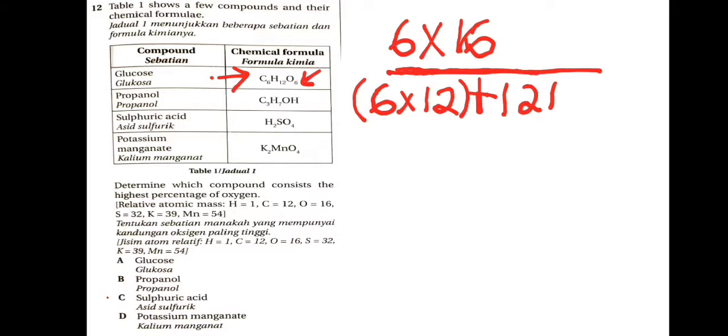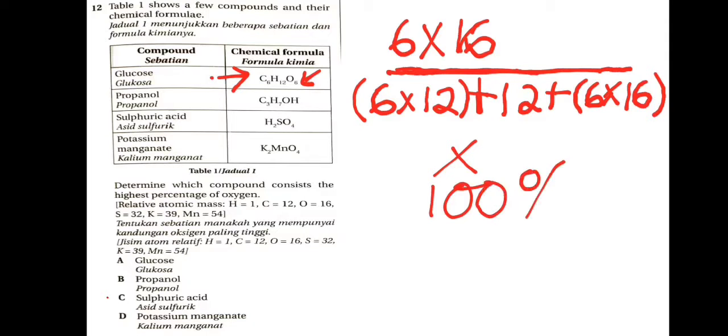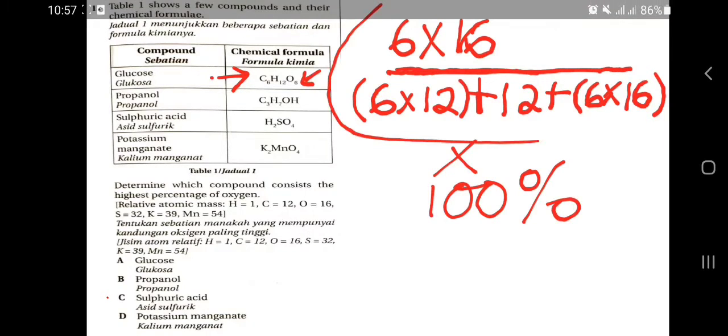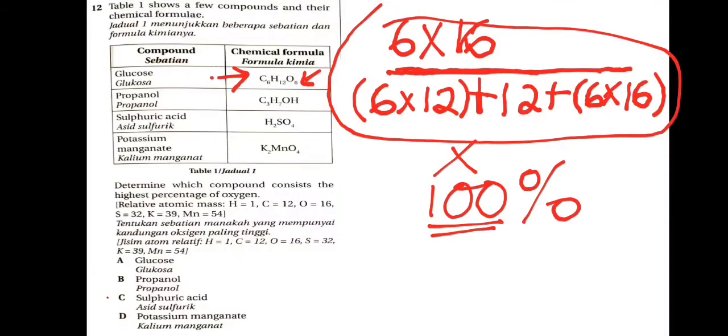And then you add again the oxygen, 6 atoms of oxygen, so 6 times the RAM of oxygen, 16. Then you multiply by 100, and we will get glucose 53.3%. So that is the way to calculate the percentage of oxygen in a compound.